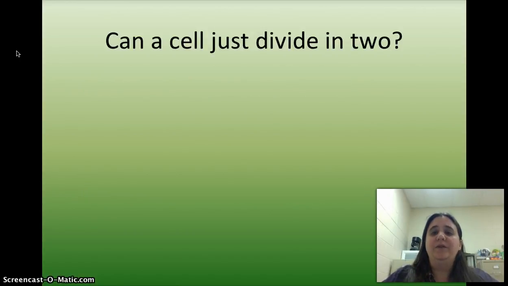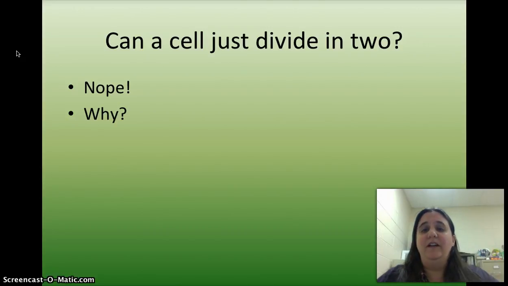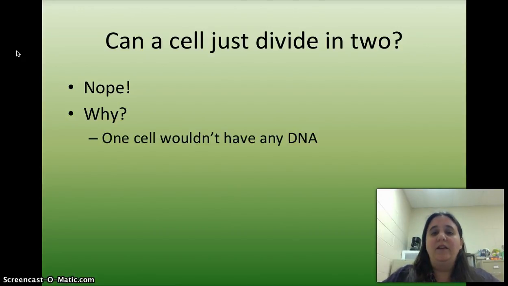Okay, so can a cell just simply divide in two? That would be a solution, but the answer to that is no. And there's a couple reasons why a cell can't just simply divide into two. One is you could be left with a cell that wouldn't have any DNA. So if the cell was split in the middle and it didn't have the half that had the nucleus, the one cell would be without DNA. Probably not a good situation for that cell.